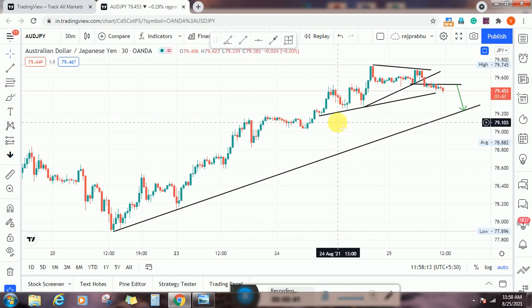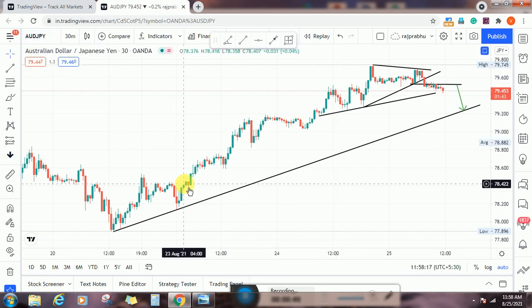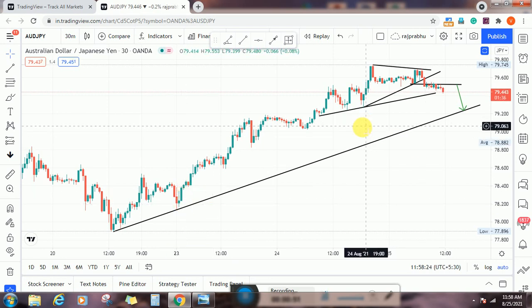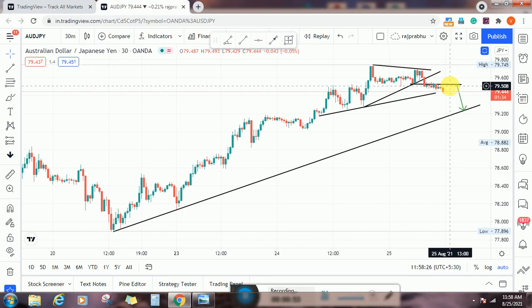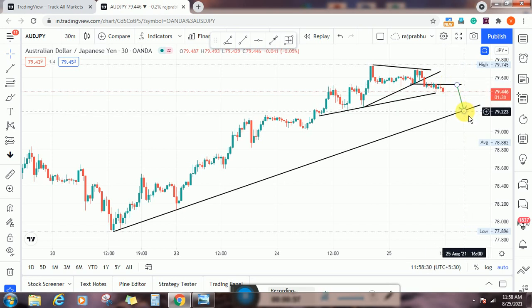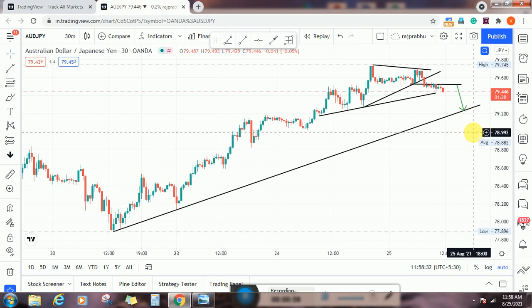today I took some trades in AUD JPY, EUR USD and GBP USD. Okay, how I take this trade, I will explain. See this black line, this is my entry line, and I am marking a target level at this level. Why am I finding this level as my target?